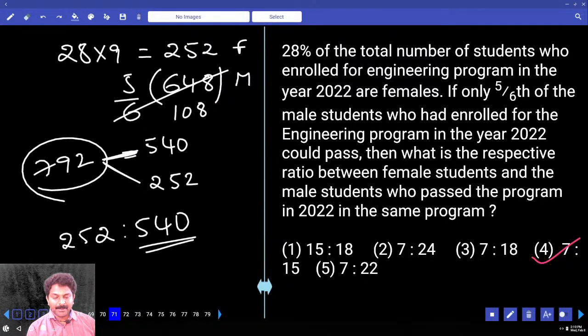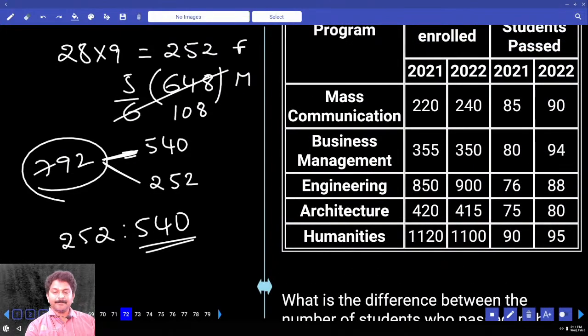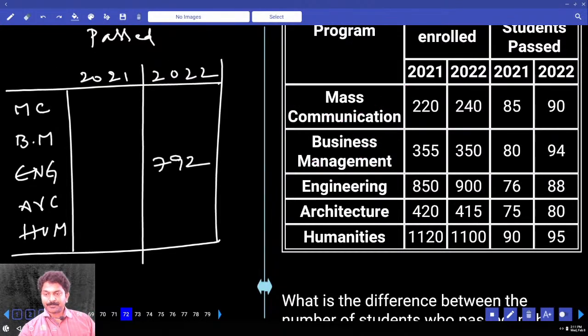Okay? Right. What is the difference between the number of students who passed in mass communication and business management programs together in the year 2022 and the number of students who passed from the same programs together in the year 2021? Now the question is about passed candidates in 2021 as well as 2022 for mass communication and then business management. First two, correct? Mass communication and business management. Now let's see. In 2021, how many passed?